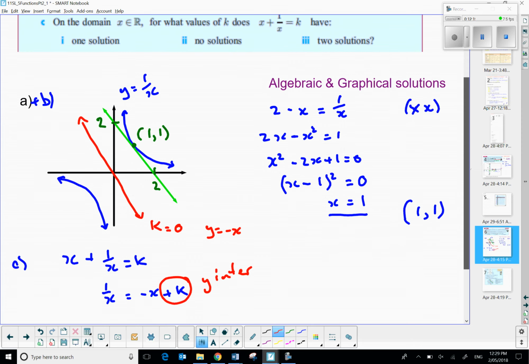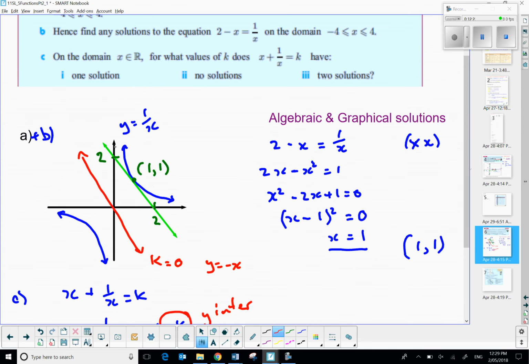So if we look at our graph here, when it intersected there, we have one solution. And if we had another line down here where it cuts through here to get one solution, then what would be the k value here that gives us one solution? So if that was at plus 2, this is going to be at minus 2. So we're going to have k equal to 2 or minus 2.